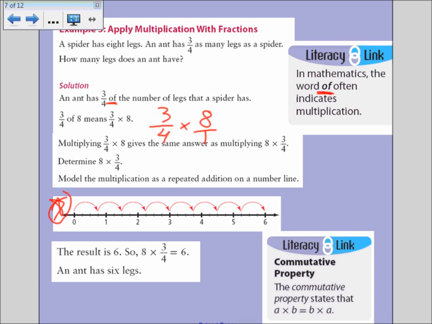We can use this on a number line down here. We can use it with fraction blocks or strips, or we can just do straight multiplication. We know that 3 times 8 equals 24 over 4. 24 divided by 4 would be 6. The result is 6. The ant has 6 legs.